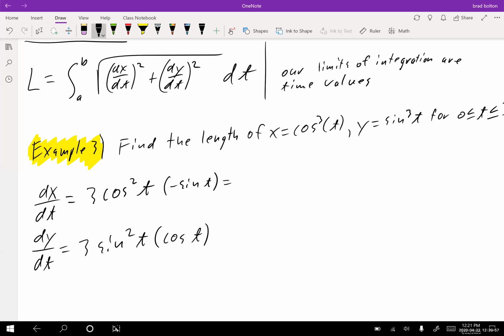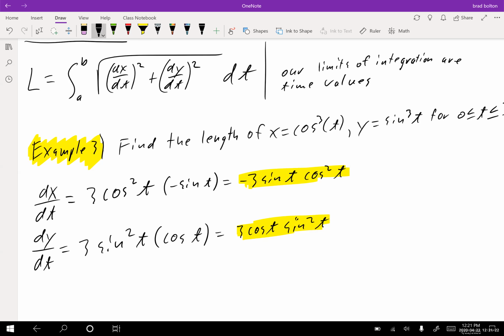And I can just clean this up a little. This will be negative 3, I guess I could write the sine first, sine t cosine squared t. And this one, I'll just write the cosine first, 3 cosine t sine squared t. It's just a preference, but we now have the derivative of each, right?